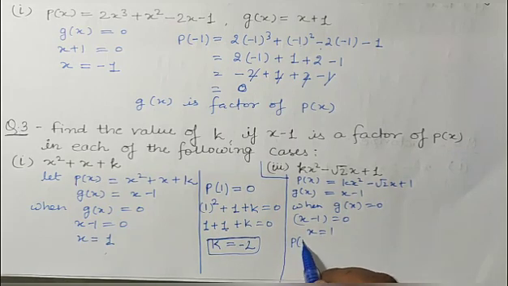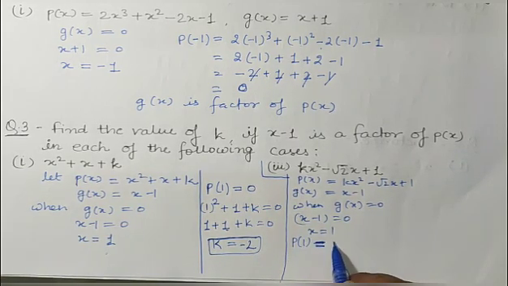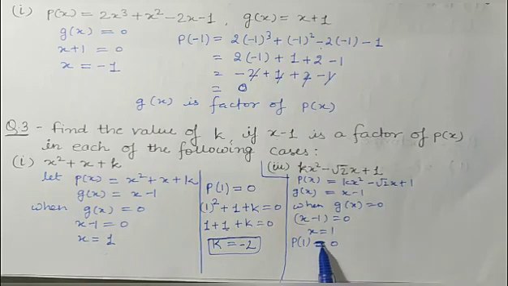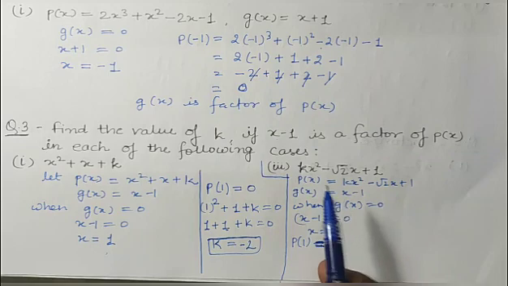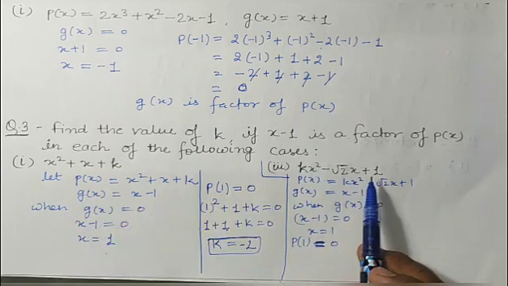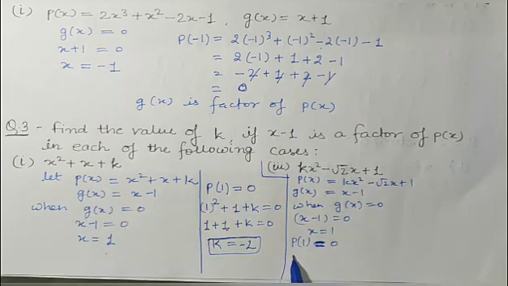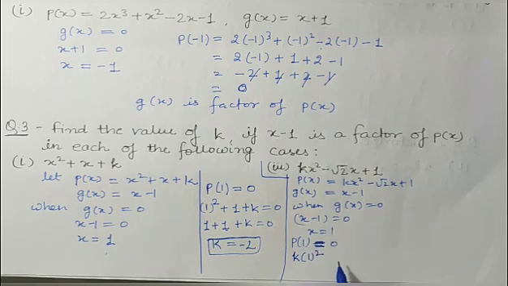Now we will find p(1). So p(1) should be equal to 0, because when we find p(1) we are finding the remainder, and the remainder should be 0 if we know that x minus 1 is a factor. So in this polynomial we will put this value: k into 1 square minus under root 2 into 1 plus 1, it should be equal to 0. So k into 1 square will be k. This will be minus under root 2, because under root 2 into 1 is under root 2, and here it is plus 1. So it is equal to 0.